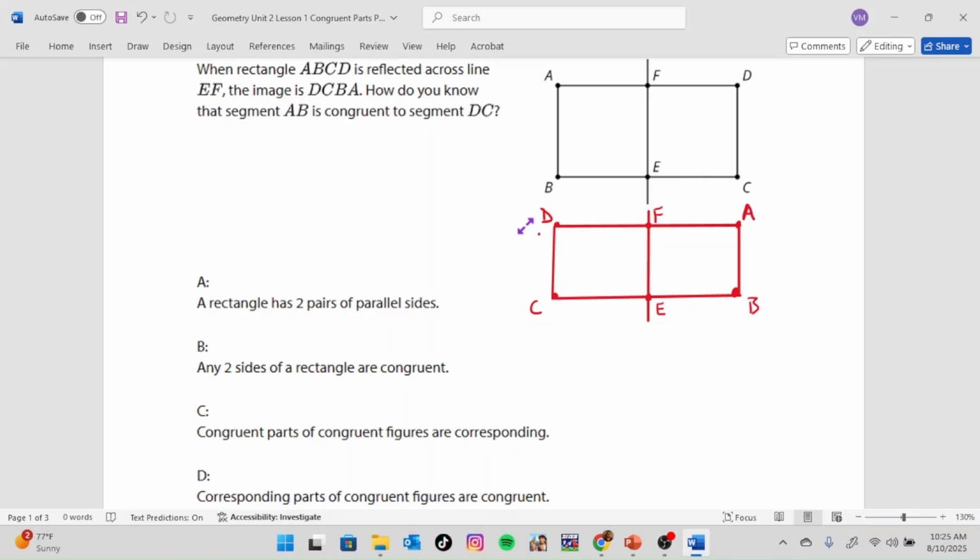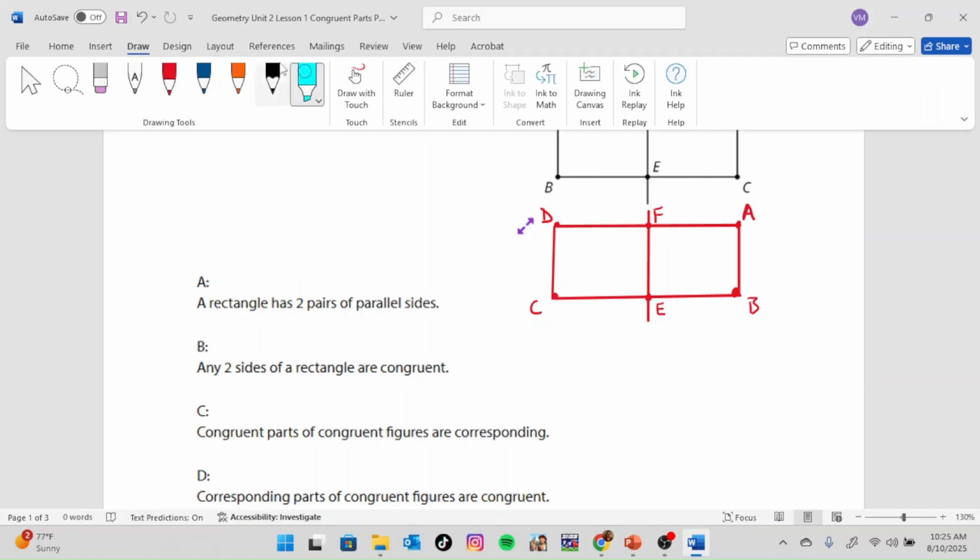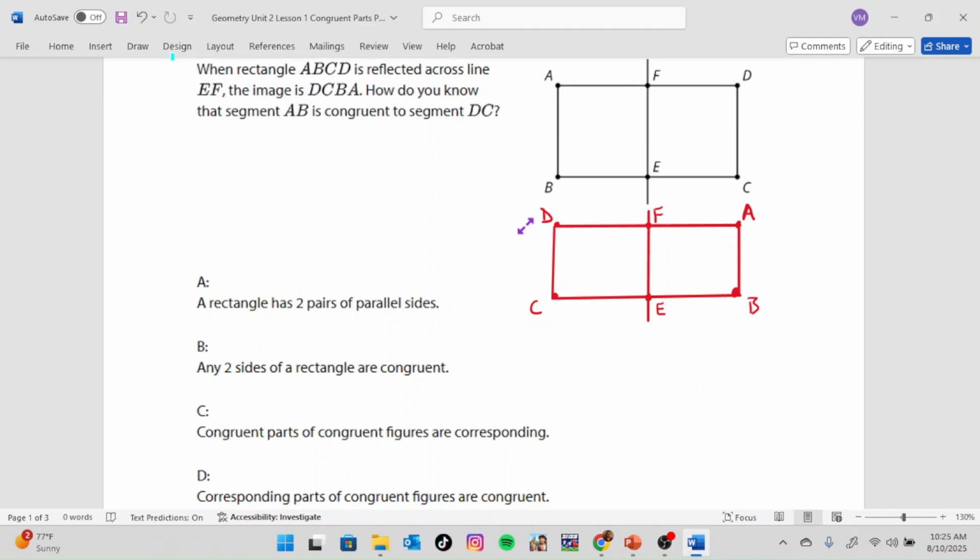Now the question is, how do I know that segment AB, this segment over here on the right, is congruent to DC, this line on the left? So these segments here.